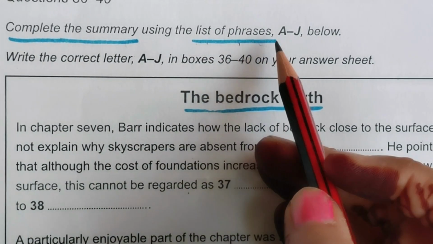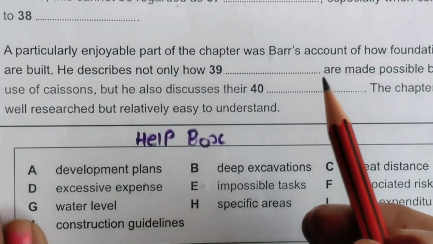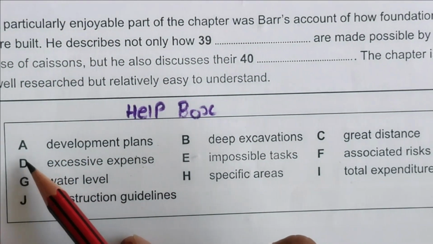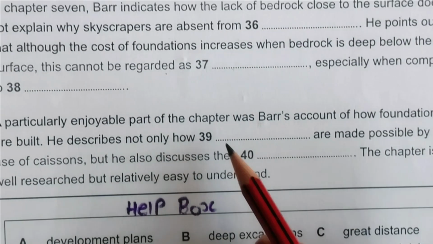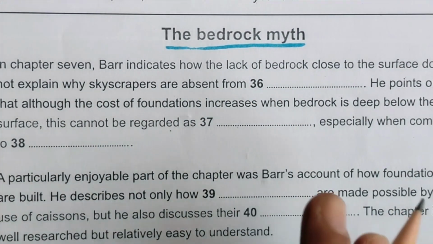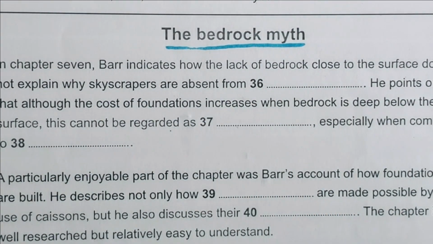So where is the list of phrases, A to J? You can see this is the help box they have given. And these are the fill in the blanks over here. Now let's start with the first type of question.